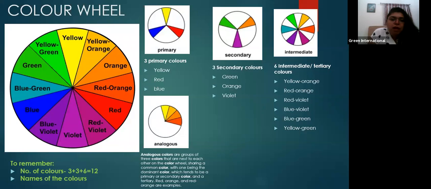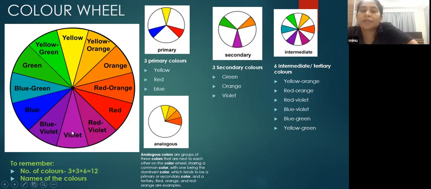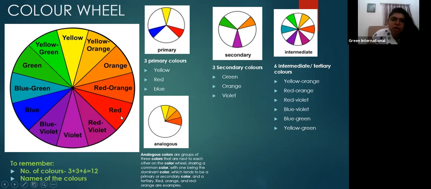Okay. So analogous colors are groups of 3 colors that are next to each other on the color wheel, and they share a common color. This is just an example, but you can even go red violet, blue violet, and they share one color. Either violet is the color that they share or red. So usually the shared color is the secondary or the primary color.